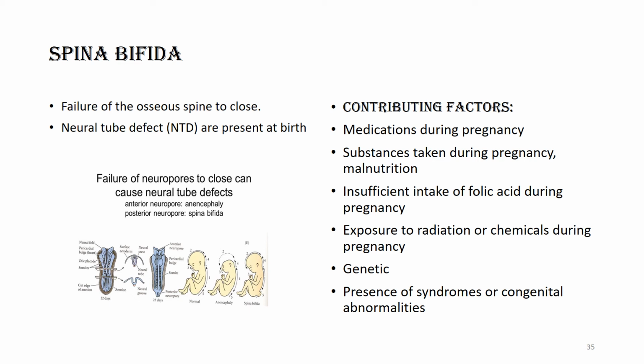Okay, last but not least, spina bifida is the failure of the osseous spine to close. There's 3 different kinds of spina bifida, and they're actually considered a neural tube defect. They're present at birth. They can be seen during pregnancy on the ultrasound, and they're definitely going to be seen when the baby's born. Some of these neural tube defects are operated on in utero, but not all of them.